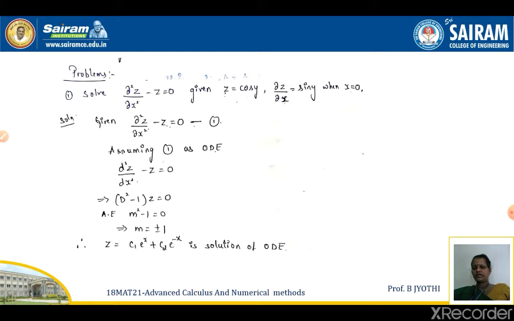We already explained in the second module how to solve a second order ordinary differential equation. First we find the auxiliary equation, that is (D² − 1)z = 0. We get m² − 1 = 0 and m = ±1, which are real and distinct roots. So we get c1 e^x + c2 e^(−x) as the solution of the ODE.